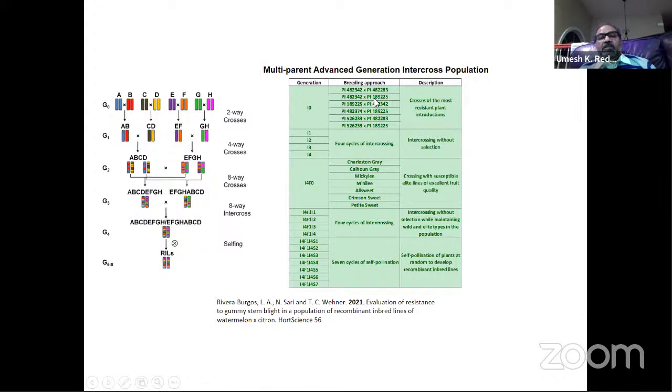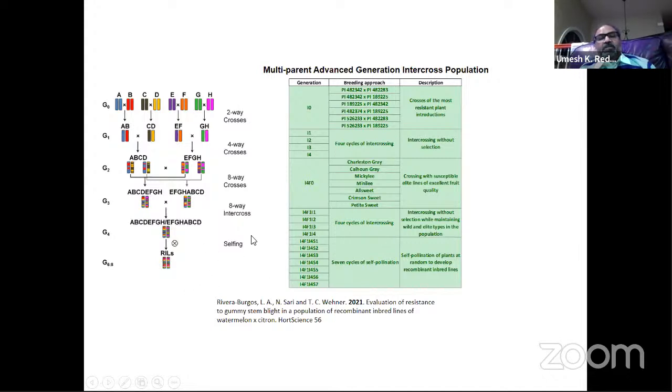So for 10 generations, they were intercrossed, and then 4 cycles of intercrossing. I0 generation, the first lot of intercrossing was done. I1, again up to I4, 4 cycles of intercrossing. And then from these segregants, without selection, we crossed with cultivars. All these important watermelon cultivars, Crimson Sweet, Charleston Gray, are important watermelon cultivars in the United States. And then 4 cycles of intercrossing, and then seven cycles of self-pollination created this kind of recombinant inbred lines.